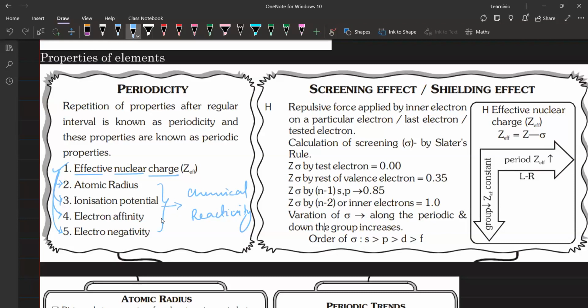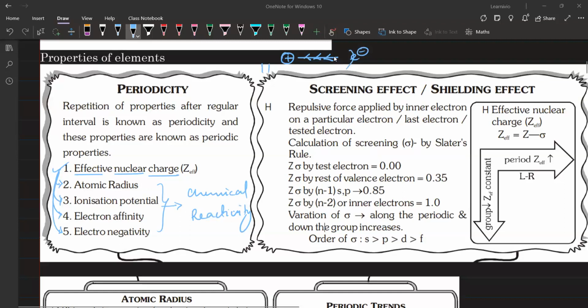It is the actual charge that is experienced by the outermost electron. Okay? The actual charge. Now, what is actual charge? Our nucleus has protons, right? And the outermost electron is negatively charged. Now, the pull experienced by the outermost electron is the effective pull. Let's suppose we are talking about sodium. Sodium will have 11 protons, but the outermost electron will not experience the pull or the influence or the effect of all the 11 protons.